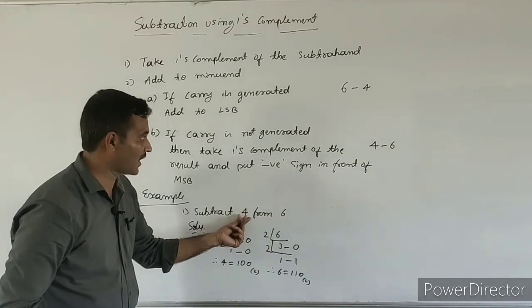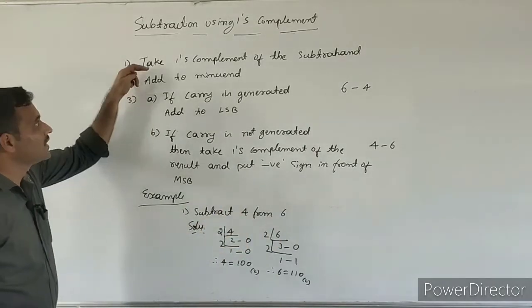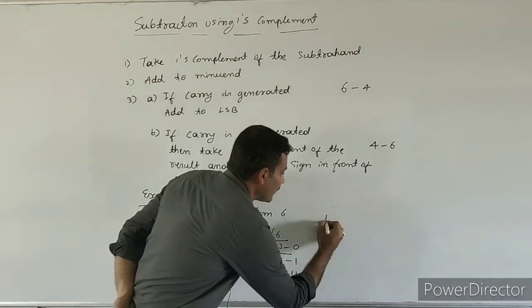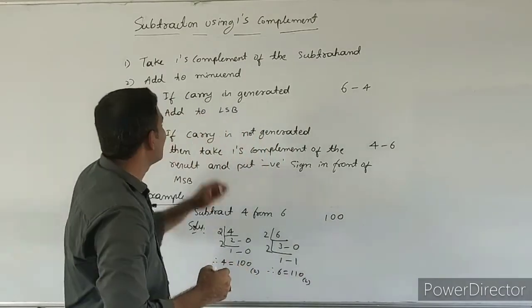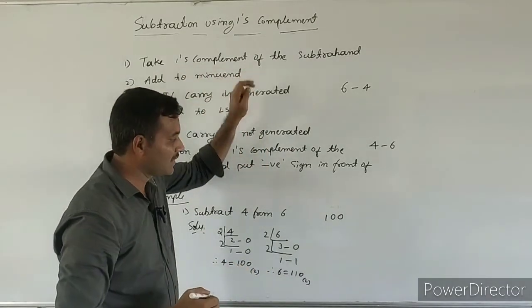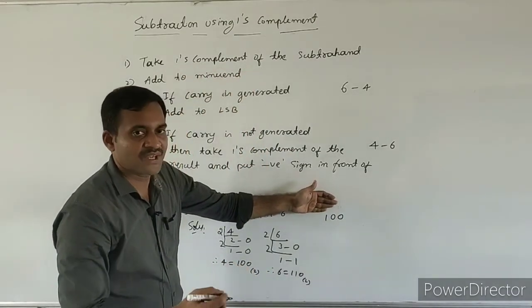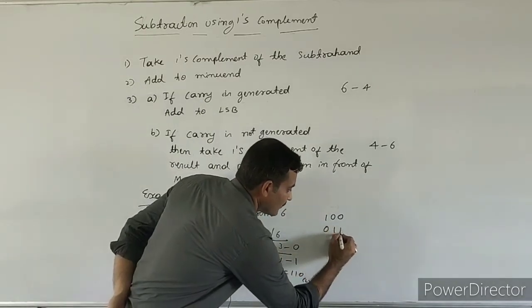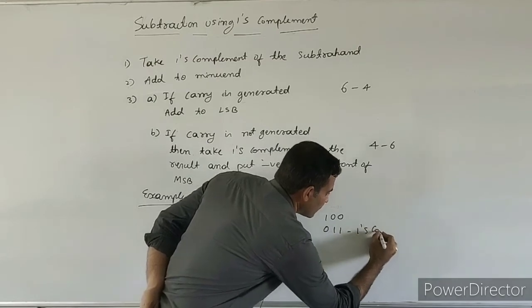Among 4 and 6, 4 is the subtrahend. See these steps. Take 1's complement of the subtrahend. Here 4 is the subtrahend, 100 is the subtrahend. How to take 1's complement of the subtrahend? By replacing all 1s by 0 and all 0s by 1. That is 011. It is the 1's complement.